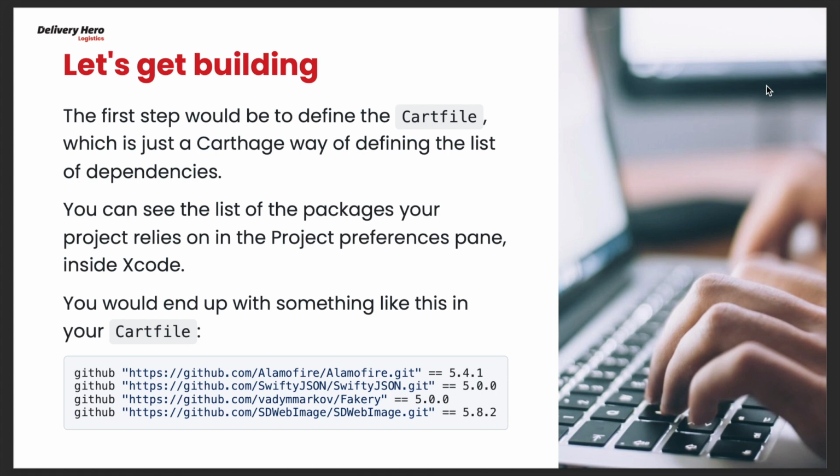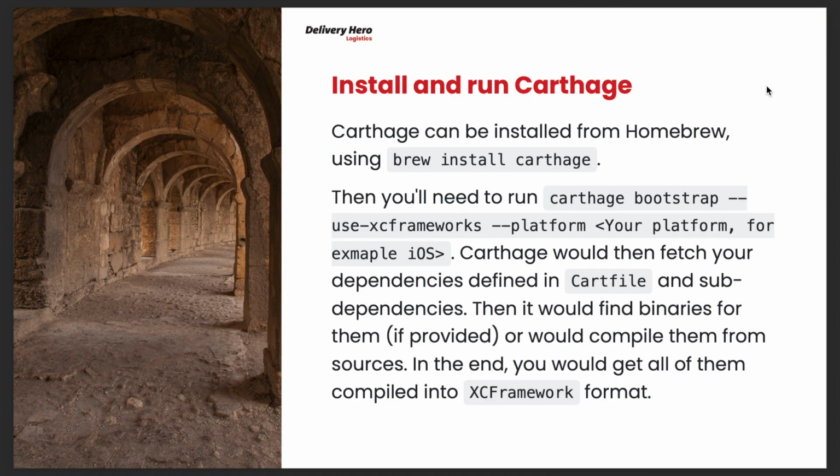Let's get building. Maybe some of you are not familiar with Carthage. Again, you just list your dependencies with the URL to Git and the version specifier. Then you need to install it, of course, and there's a special key saying use XCFrameworks and platforms, for example iOS. That would make Carthage either fetch pre-built XCFrameworks or build them from source on your machine.